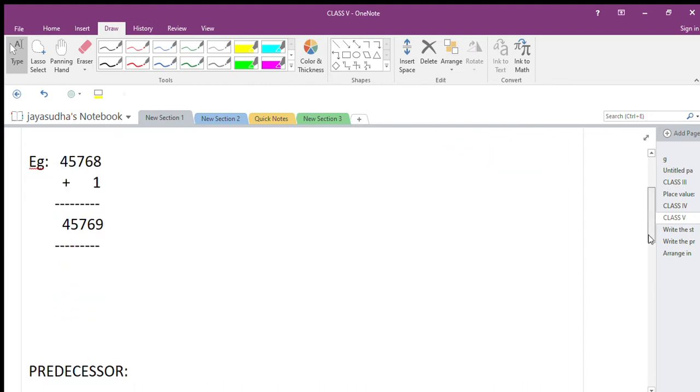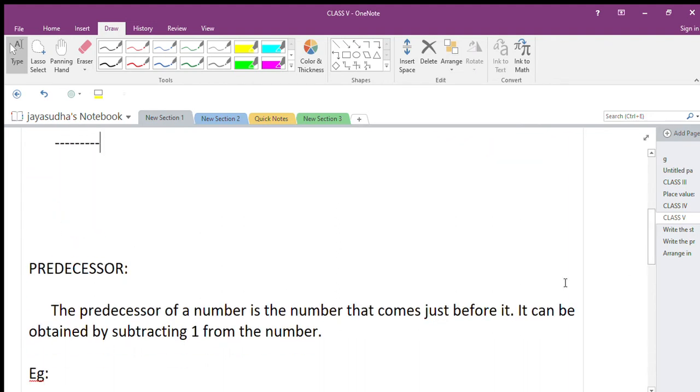What is the predecessor? The number just before it. That is the predecessor. How do you get the before number? By subtracting 1. By subtracting 1 you get the before number. Okay. Now look at the example sum.